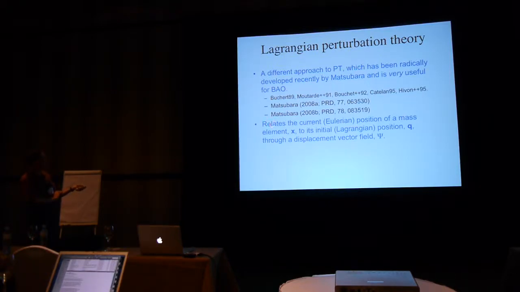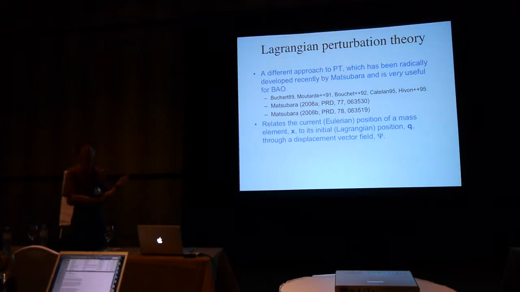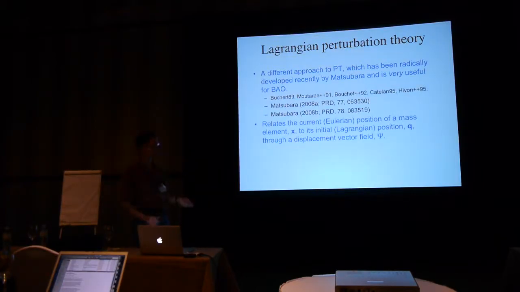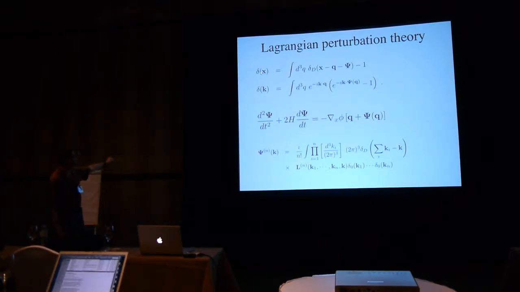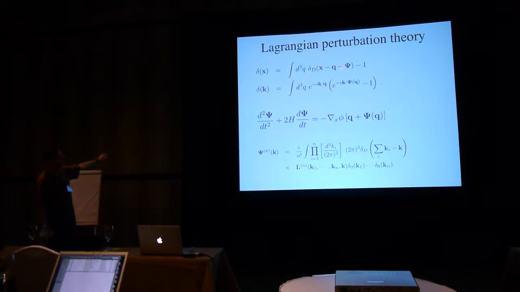So in Lagrangian perturbation theory, what you do is you relate the current, or so-called Eulerian position of some mass element, which I'm going to call x, to its initial or Lagrangian position q through this displacement field psi. And all of the information is therefore contained in psi. And so when I write down the density perturbation, it's an integral over my initial positions of where I finally ended up, right? So it's a delta function at x minus q plus psi, right? Take off the mean density. So that the density perturbation becomes this integral over delta functions.